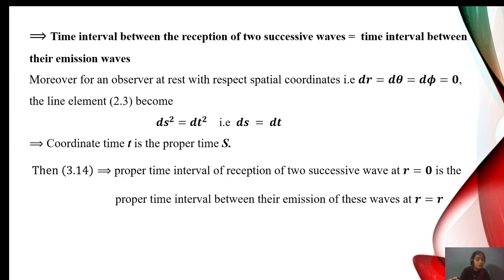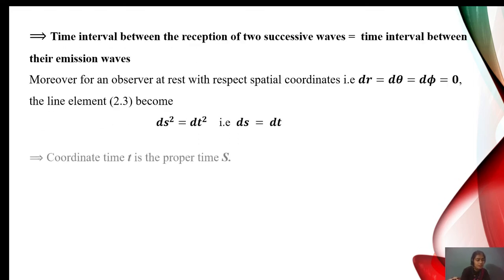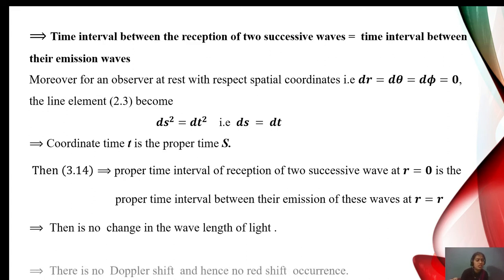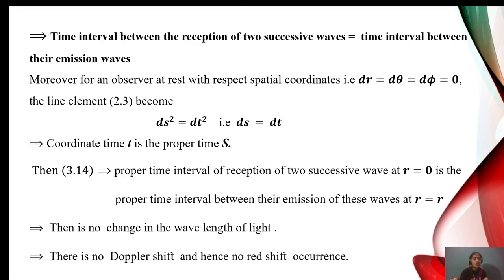Then from equation 3.14, considering equation 3.40, delta t2 minus delta t1 equals 0 means delta t2 equals delta t1. This means the proper time interval of reception of two successive waves at r equals 0 is the proper time interval between their emission of the wave, that is, r equals r. There is no change in the wave of the light, no Doppler shift, and hence no red shift occurrence.